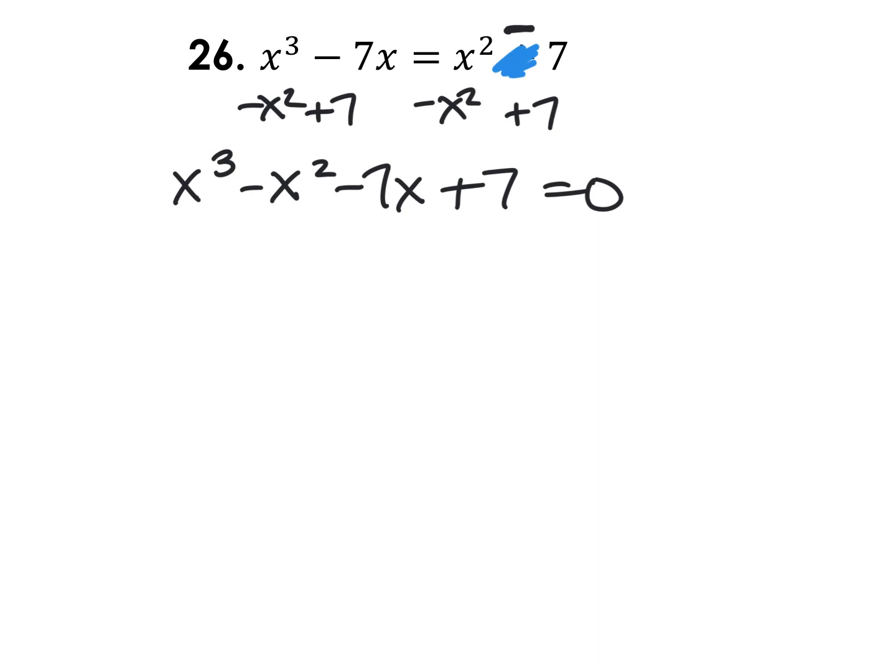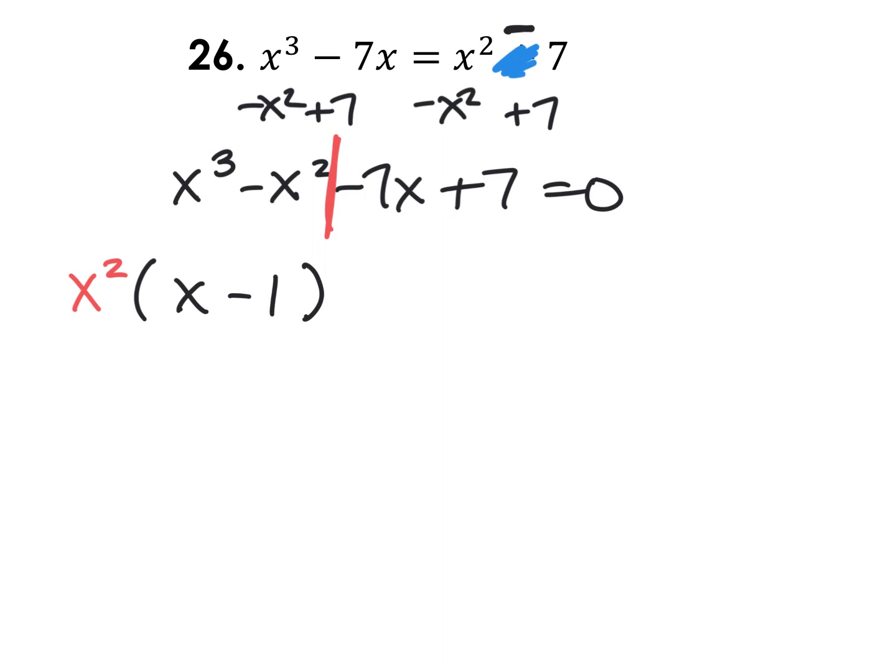How many terms? 4. Fun. What do you do when you got 4? Split it. And you do the GCF of both sides. So your GCF of the left side is x squared, which would divide out and leave you with x minus 1.